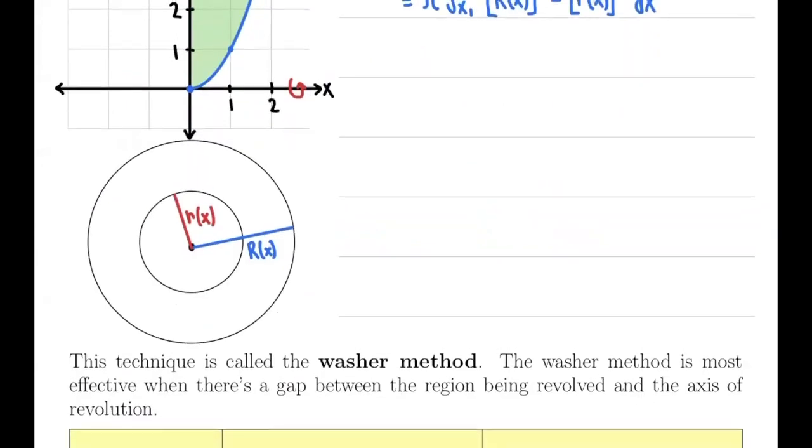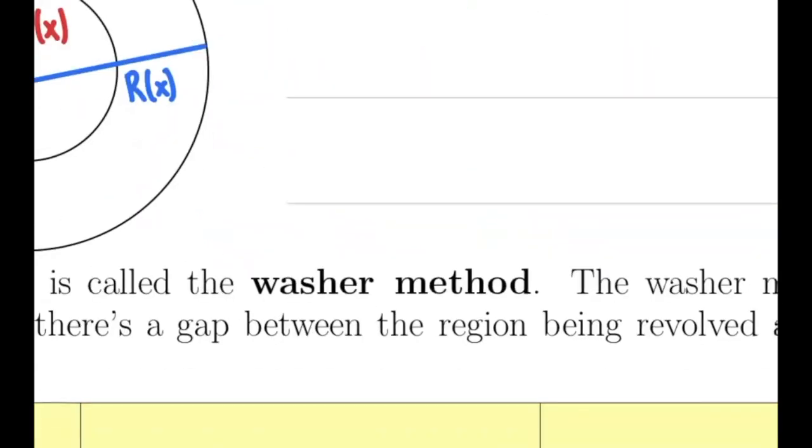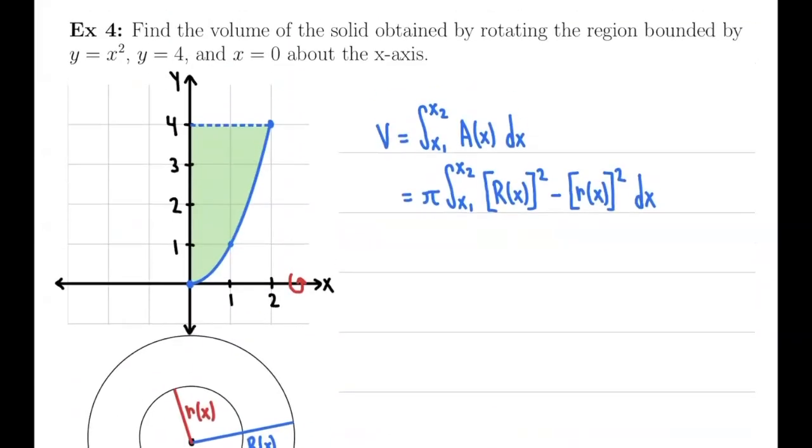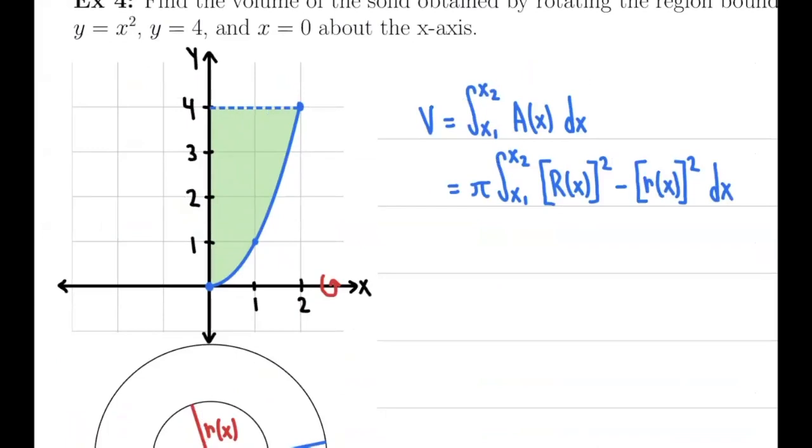Of course. So this technique is called the washer method. And the washer method is most effective when there's a gap between the region being revolved and the axis of revolution, just like what's happening here. Now, what is the outer radius? Remember, outer radius is the distance from the axis of revolution to the outer edge of the region. So what's that distance? Ziegler, you want to take this one?